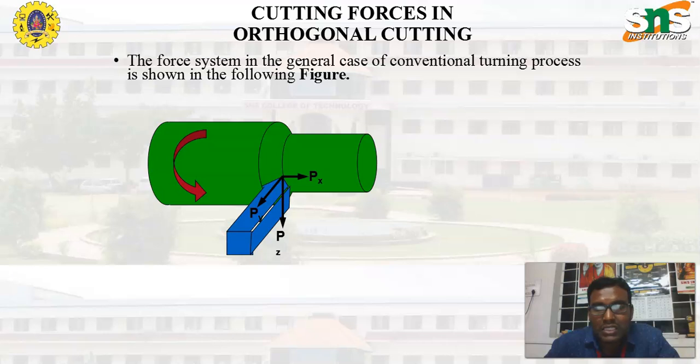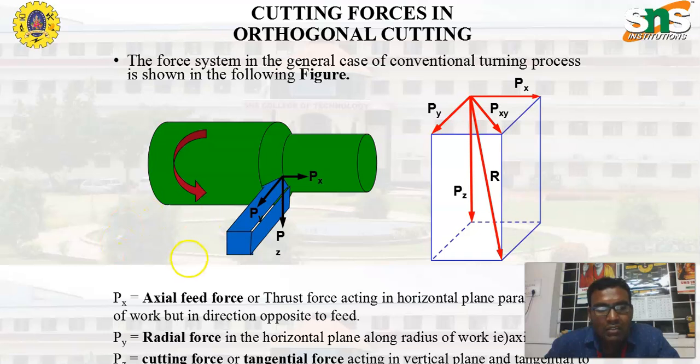The force system in the general case of a conventional turning process is shown in the figure. First, this is the workpiece, and this is the tool. This is the x direction, y direction, and this is the z direction. Px is the axial feed force or thrust force, which acts in the horizontal plane parallel to the axis of the work but in the direction opposite to that of the feed. Px is the thrust axial feed force, also known as the thrust force.